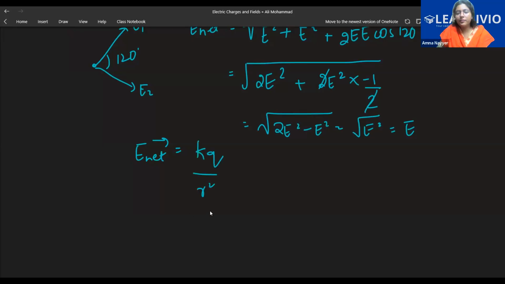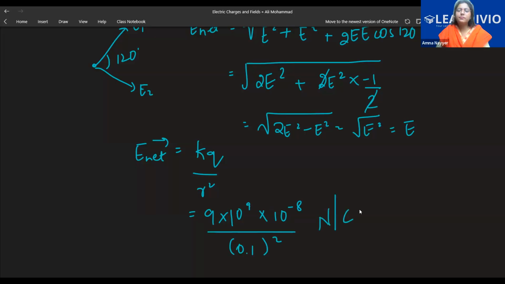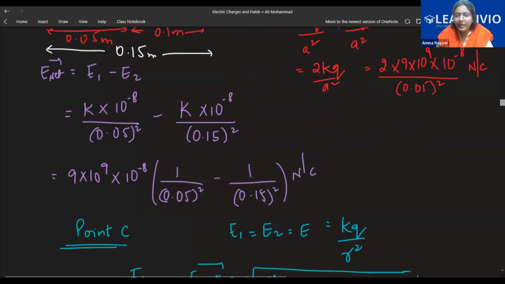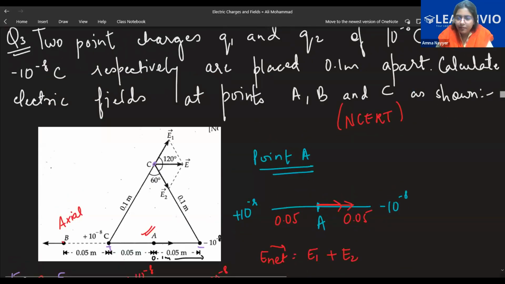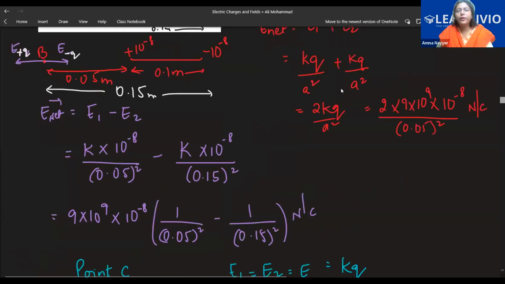It means 9 into 10 to the power 9 into Q, which is 10 to the power minus 8, over separation 0.1 whole square. So this you can write as 10 to the power minus 2 going up, and you will get the answer in Newton per coulomb. Is that clear? No? Okay, please complete this question. Have you written this part? No. Okay, please write for point B and C then. Then we'll start with some other topic.